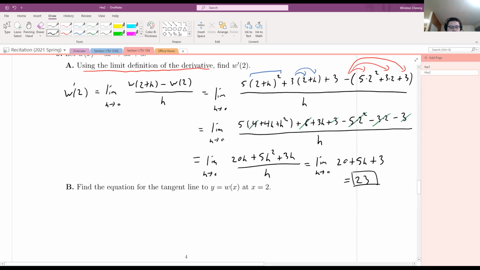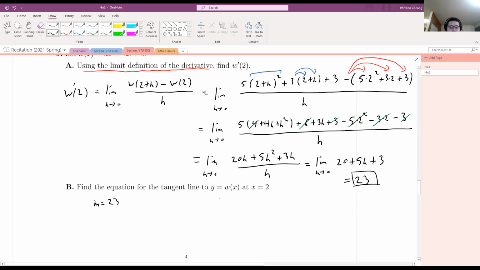Okay, right. Now for part B. Find the equation for the tangent line at x equals 2. Well, this W prime of 2 is a part of this tangent line. W prime of 2 is the slope of the tangent line at 2. This tells me that the slope is 23. We computed the slope just now for this tangent line.